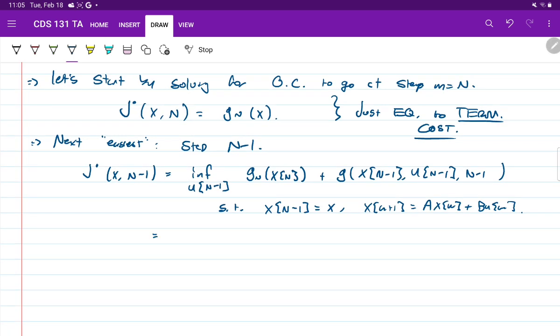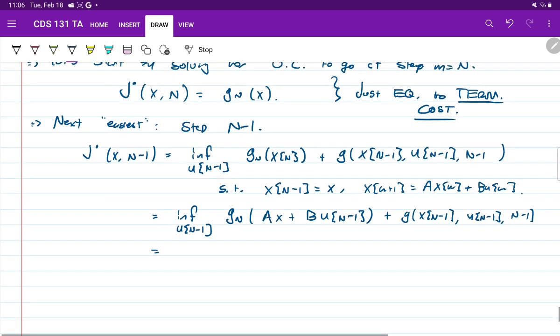right? So when I do this, this becomes an infimum over un minus 1 of gn of x at time n, which is equal to a times x at time n minus 1, which is equal to x, right? Plus b times u at time n minus 1, okay? It's going to equal to that plus g of x, u at n minus 1, n minus 1.